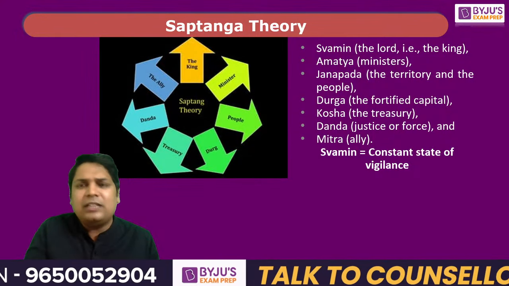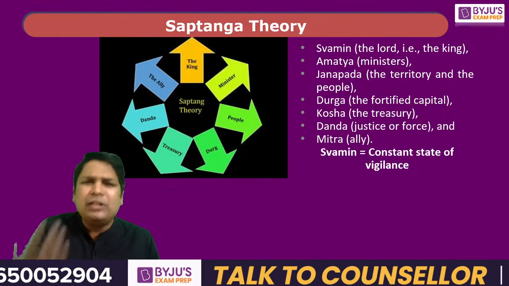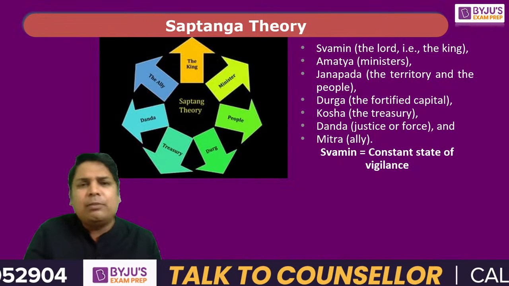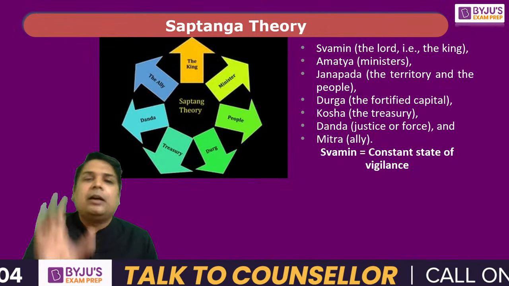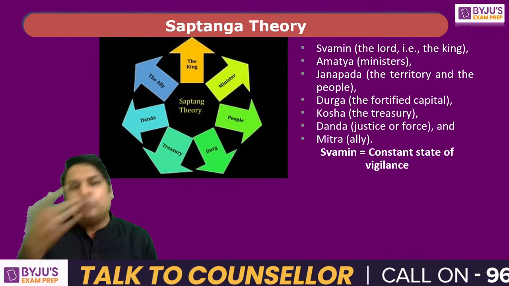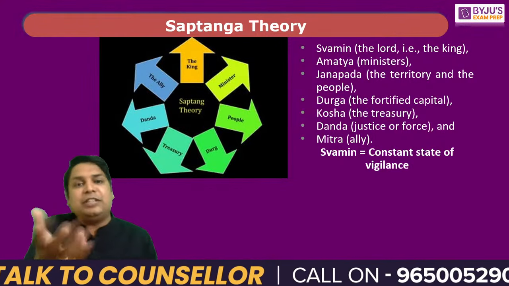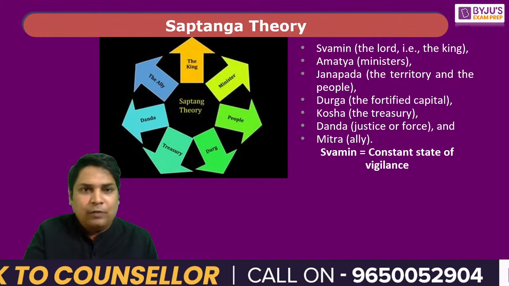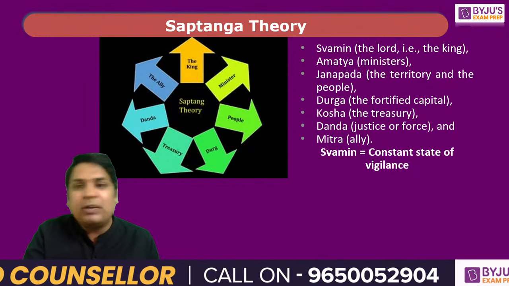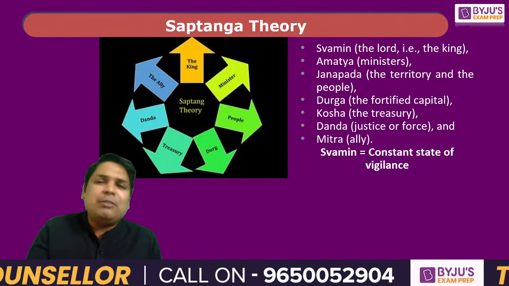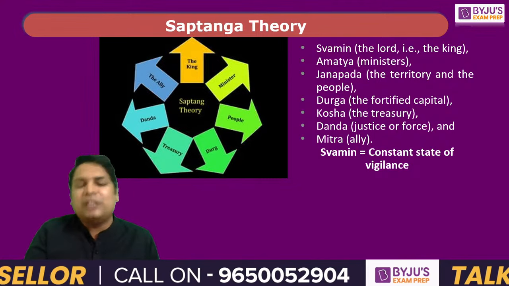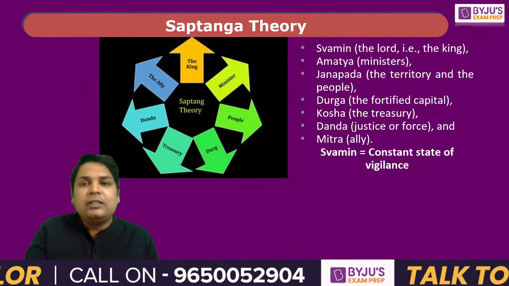Danda is obviously justice and force, so coercive power, police and army, right? Apart from that, judiciary as well. Mitra, ally, meaning whoever are the allies. For example, I told you that Keralaputra, that is Cheras, they were the mitra of the Mauryan king. Okay. Apart from that, please remember that Swamin was in a constant state of vigilance.